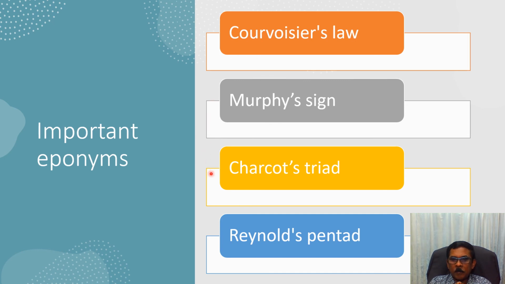Charcot's triad consists of 3 things: right upper quadrant pain, jaundice, and fever. And these 3 symptoms tend to be intermittent in cases of gallstone obstruction. And the last one is Reynolds' pentad, in which, in addition to Charcot's triad, there is hypotension and mental disorientation. These 2 additional parameters are due to impending septicemic shock in a patient with obstructive jaundice.